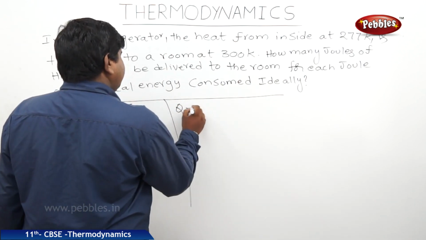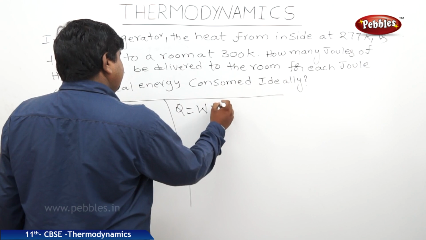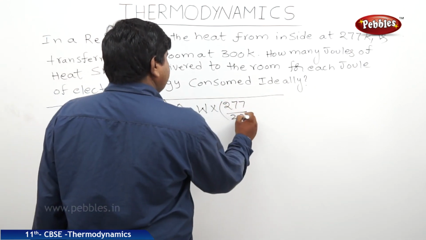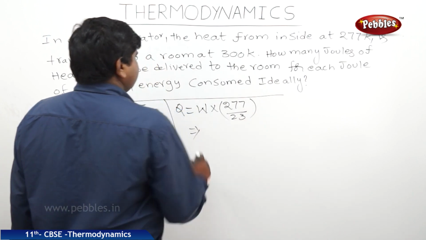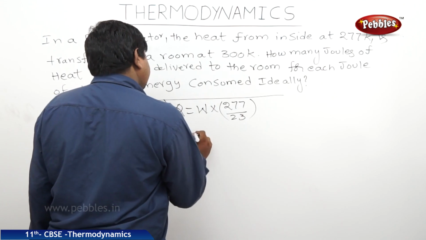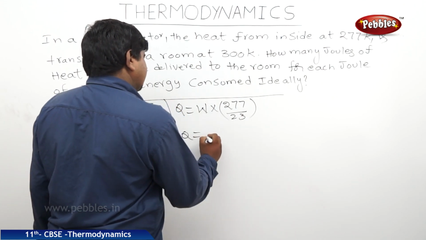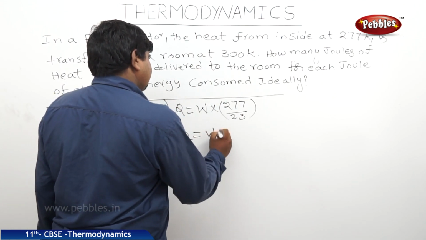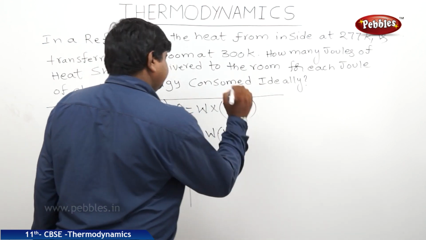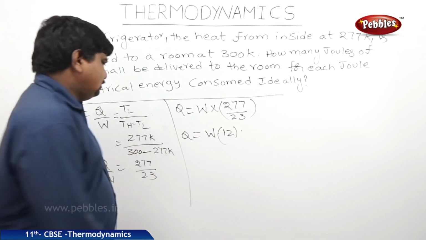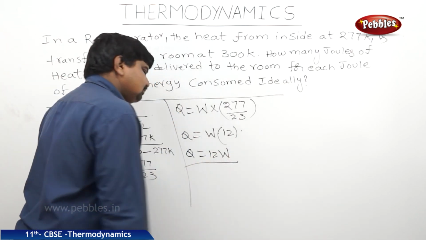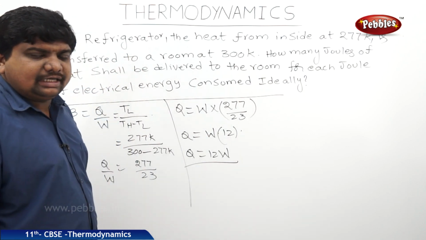Therefore, heat energy Q is equal to W into 277 by 23. If we see the cancellation and the substitution of values, we will get this as W, because this 277 by 23 will become approximately 12. So, we got Q as 12 W. Q is equal to 12 into work done.